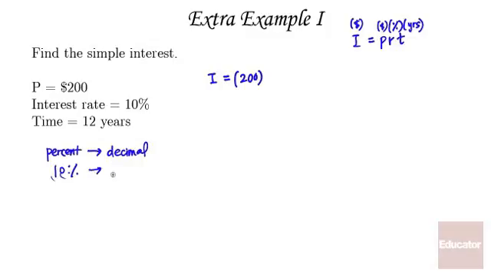So it's going to be 0.10 or 0.1. Remember, when the 0 is at the end of a number behind the decimal point, then it's nothing. You can just drop it. So it'll be 0.1 or 0.10. It's the same thing. So I can write 0.10 times T. Well, how many years? 12 years.